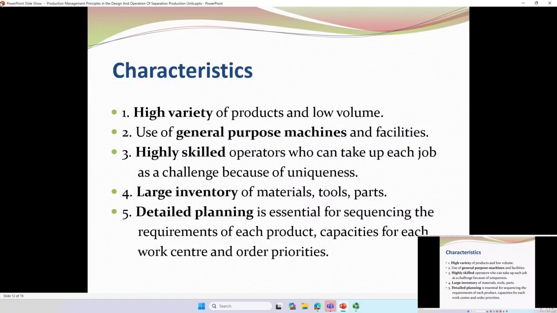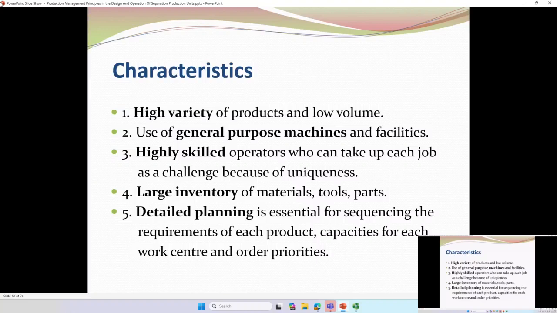So let's look at another one. Large inventory of materials and tools. Why would they have a large inventory? Because this one will not work, and instead of throwing it away, they just have a place for it. So that if anybody comes at the end of the day and needs that part, they can say, oh, we had this before, so we can actually use it. That's the reason why they have large inventory of materials, tools, and parts.